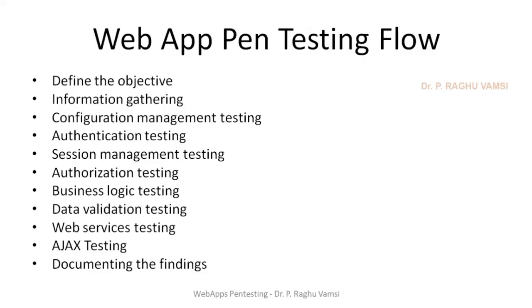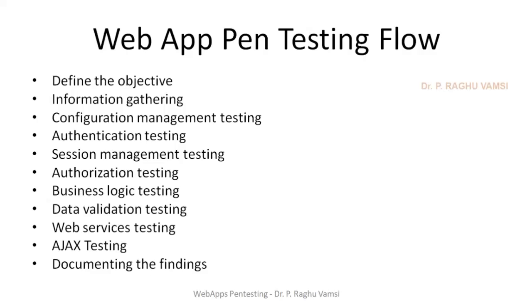Next one is data validation testing. Once you check that the business logic is fine, is there any data or junk data that may be supplied by the hacker so that your business logic may be violated? Such kind of testing will be done via data validation testing.